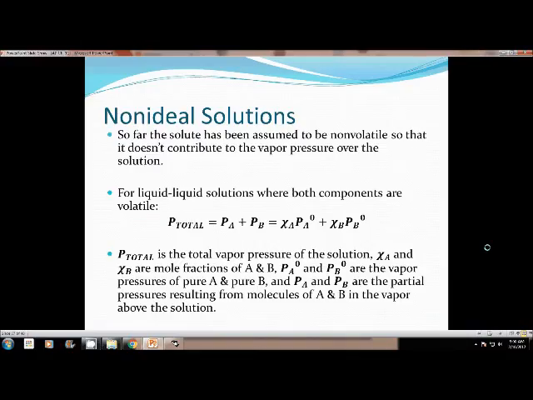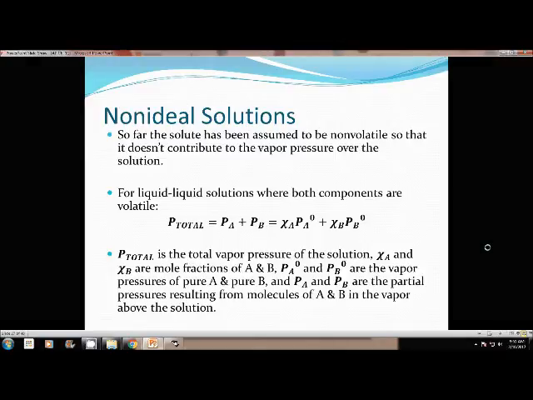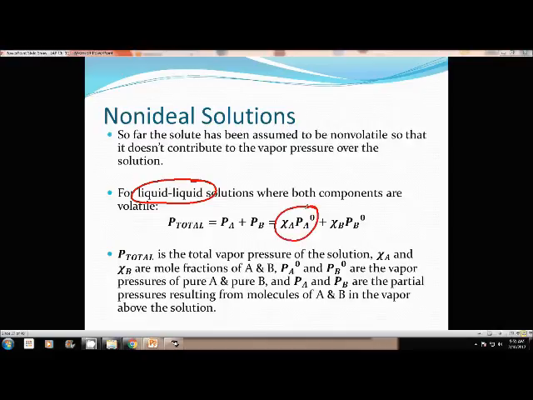All right, we're almost finished. Non-ideal solutions do come into play. So far the solute has been assumed to be non-volatile, so it doesn't contribute to the vapor pressure. But for liquid-liquid solutions, it can be quite different, because if you have a liquid dissolving in another liquid, then both liquids can create vapor pressure. So the total pressure is equal to the partial pressures of each liquid, PA plus PB, where each partial pressure equals the mole fraction times the pure vapor pressure of that liquid.